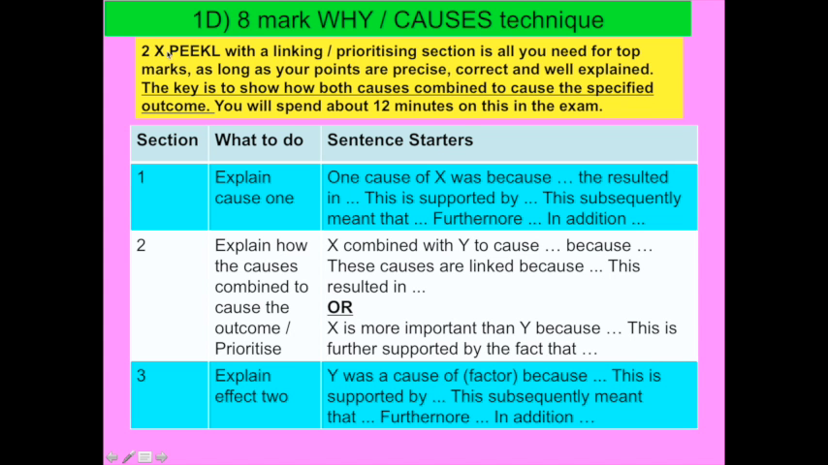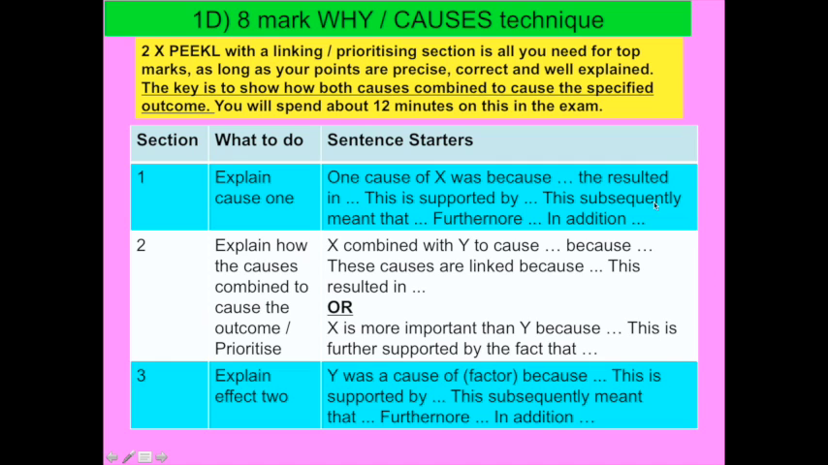Alright, so 2 times P, PCAL, as I call it, point, evidence, explain, keeping to the question with a sentence that just refers back to it, then linking to your next factors. With a prioritizing or linking section, all you need for top marks, as long as your points are precise, correct, and well explained. The key is to show how both causes combine to cause the specified outcome. So the way I structure it, or advise it to be structured, although it's not the only way, is to have your 2 causes with a linking and or prioritising section in the middle.